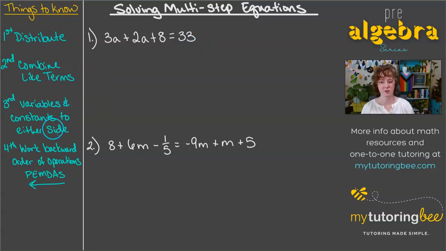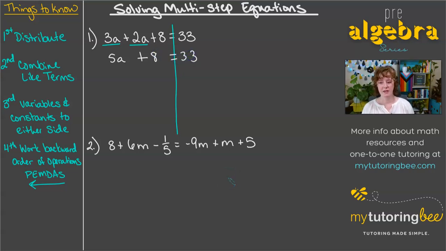So I have just a few little steps here that might be helpful for you. The first step is always going to be to distribute if you have any parentheses. We don't in this equation, so we're going to skip to combine like terms. We do have those two like terms, those a terms, over on the left-hand side of the equal sign. Let me go ahead and drop down a line here. So we can go ahead and combine 3a plus 2a gives us 5a. And then we're going to drop down our plus 8 equals 33.